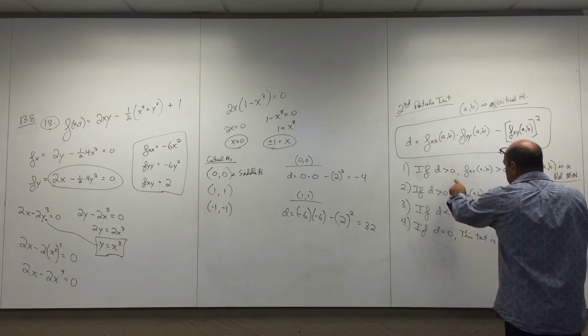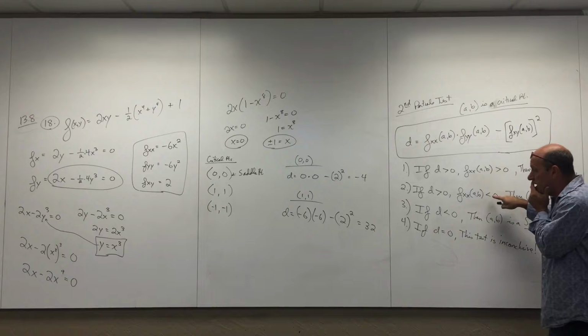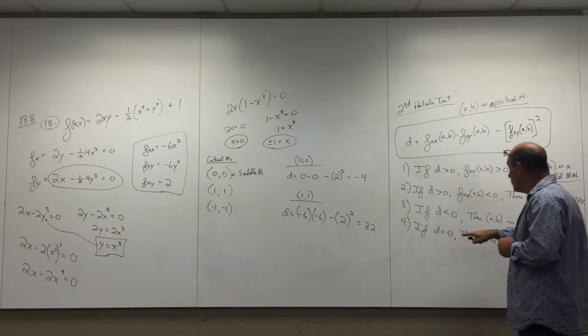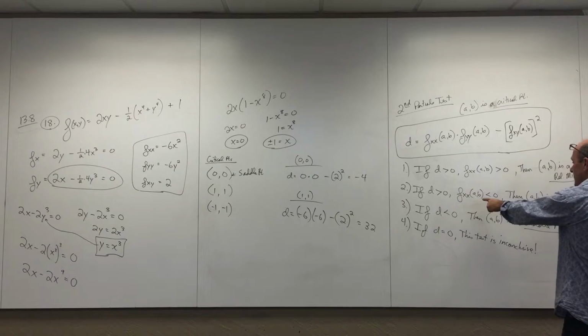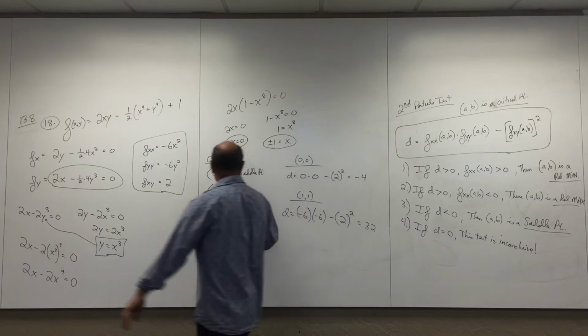If the D is positive, you better check out the fxx. Was it positive or negative? It was negative. So with the D positive and the fxx negative, it's a max. Cool. These are relative max.